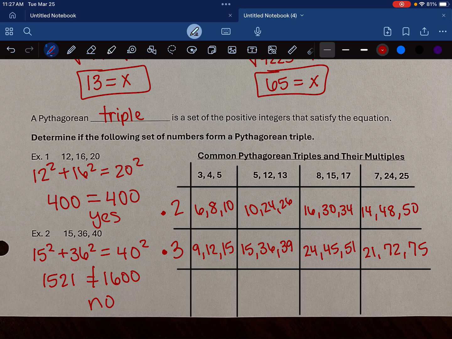Okay, so that way you just have this list. You can refer back to it if you need to. Okay, is this all Pythagorean triples? No, these are just common ones, and they're multiples. Fair enough? Okay, all right.